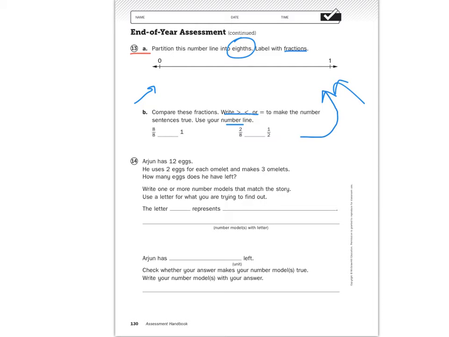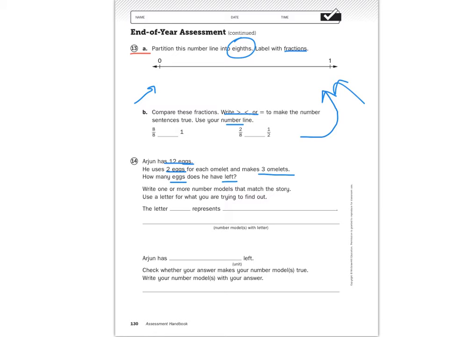All right, number 14. This one can be a little bit tricky. I really recommend drawing pictures. Arjun has 12 eggs. He uses 2 eggs for each omelet, and he makes 3 omelets. How many eggs does he have left?